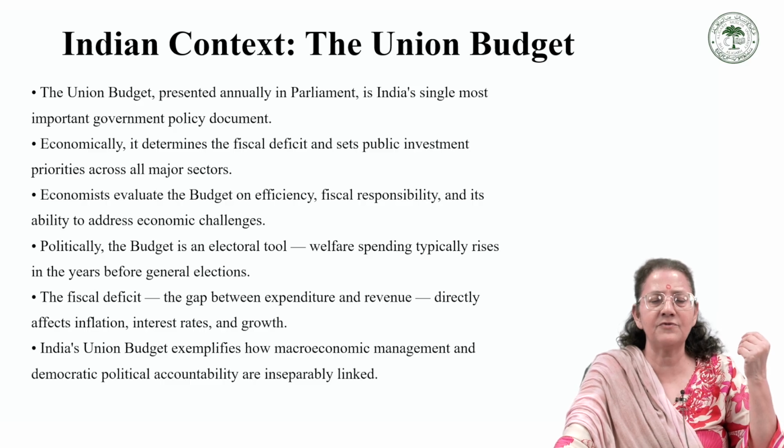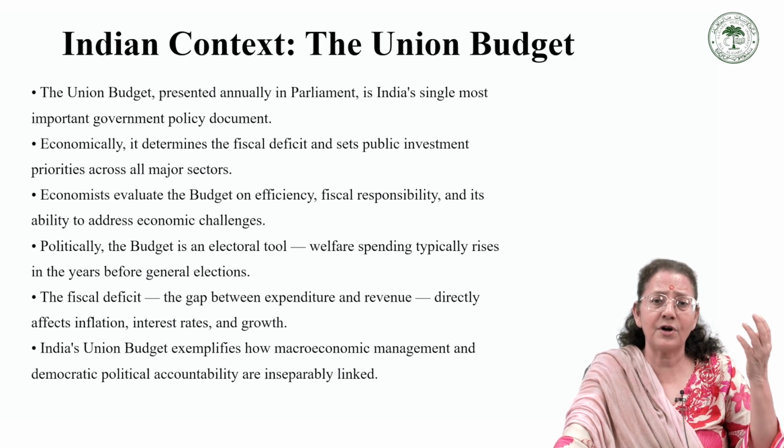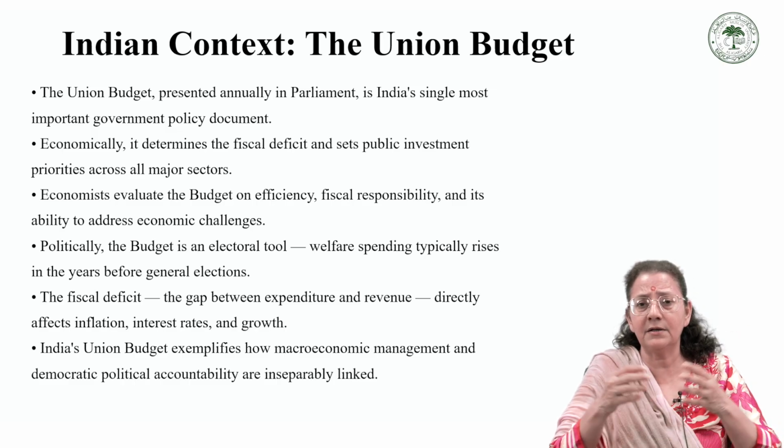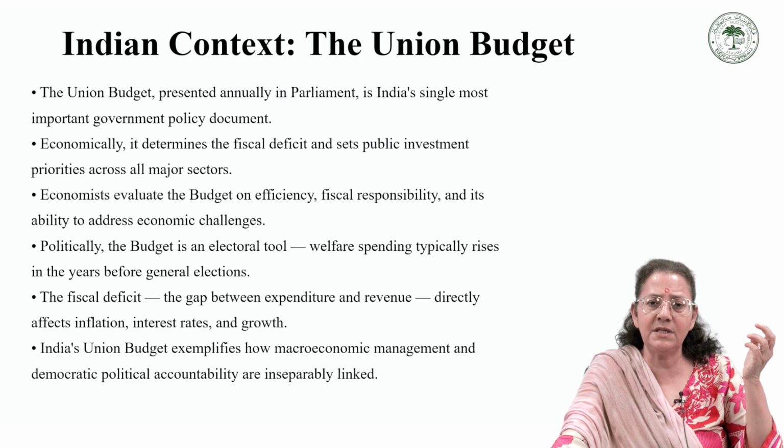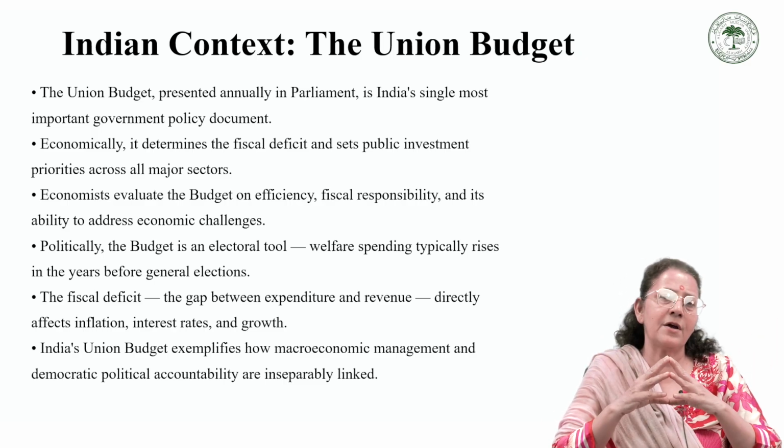From an economic perspective, the union budget is a macroeconomic instrument. It determines the fiscal deficit, the difference between the government's total income and expenditure, which has direct implications for inflation, interest rates, and economic growth. The budget also sets priorities for public investments in infrastructure, agriculture, education, healthcare, and social welfare. Economists evaluate the budget by asking whether it allocates resources efficiently, whether it is fiscally responsible, and whether it addresses the country's most pressing economic challenges.